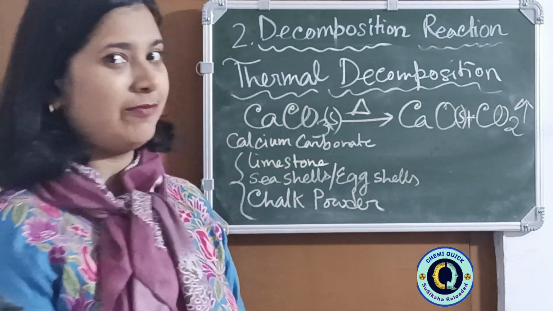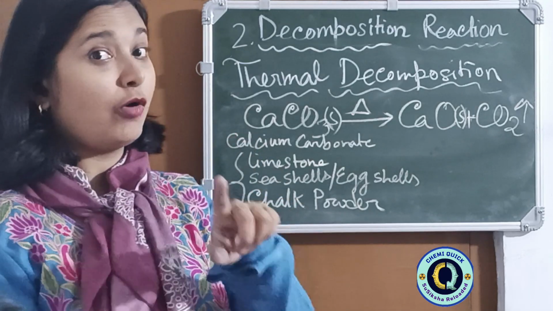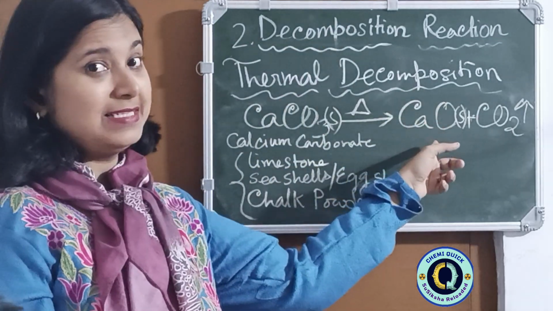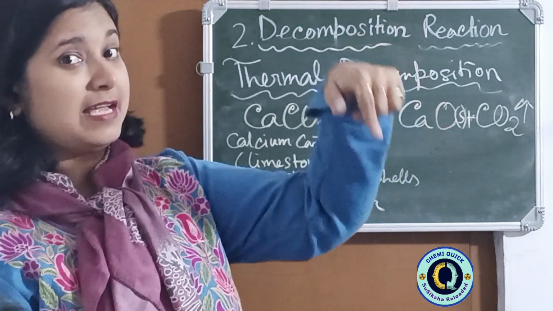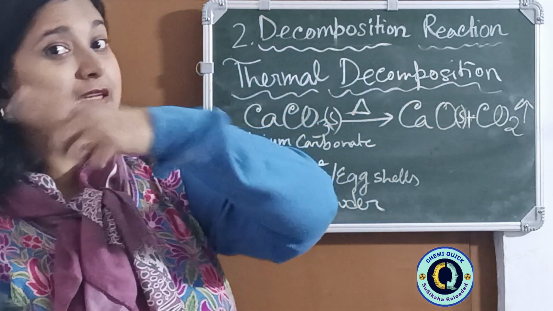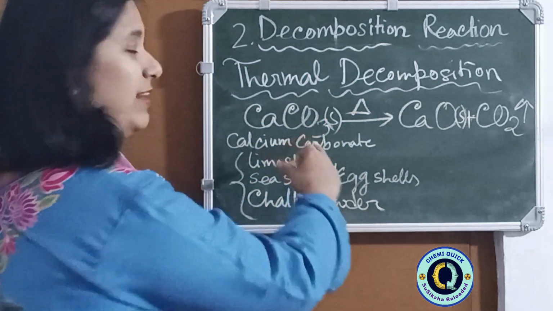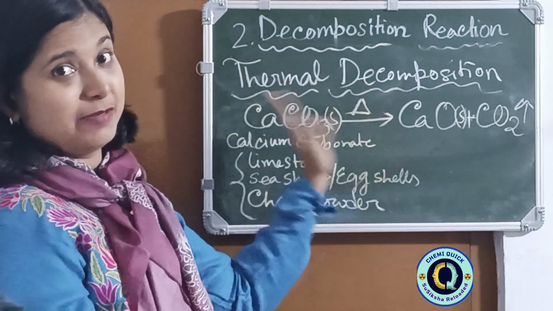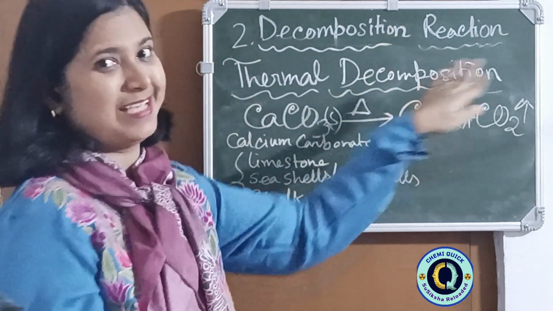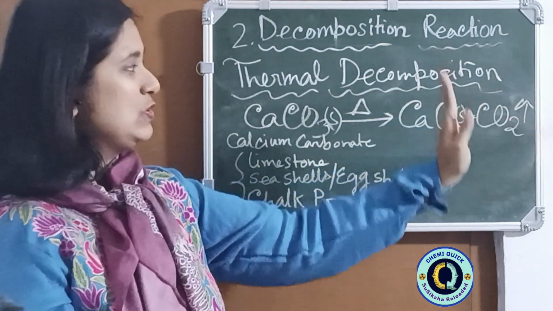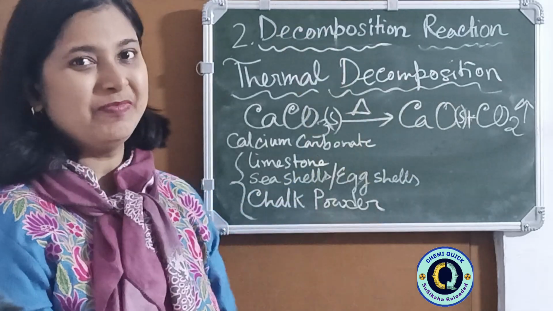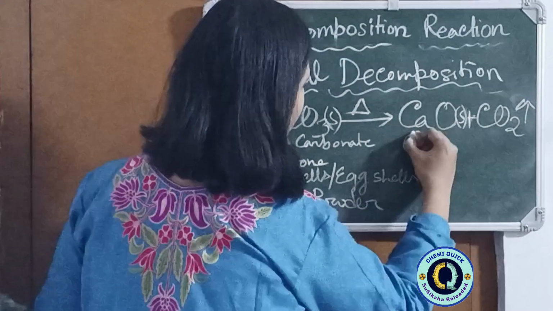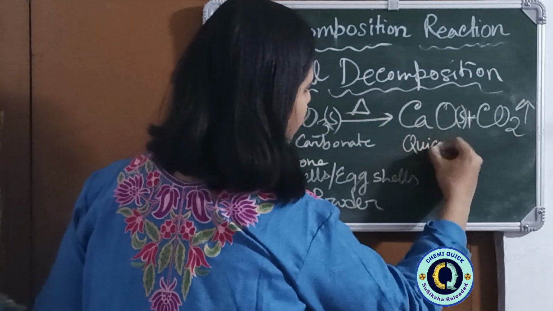That quicklime we have learnt in the combination reaction. When quicklime is given to water, it gives slaked lime. That is a combination reaction. And here, calcium carbonate under heat breaks down into calcium oxide and carbon dioxide. So now this is a decomposition reaction. This is quicklime.